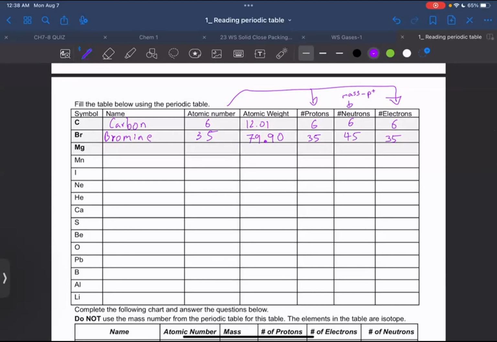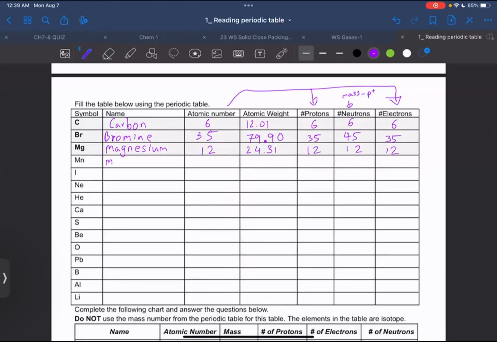Okay, Mg, be careful with that one. That is magnesium, which has an atomic number of 12, which means protons 12, electrons 12. Mass is about 24.31, so about 24 minus 12 is 12.